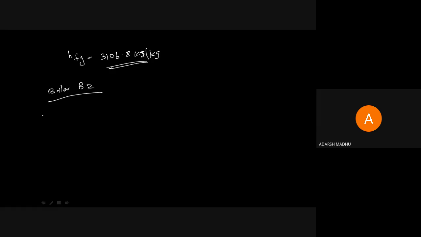So you can take the normal equation to find the value of H equal to HF plus X into HFG. Okay. If the dryness fraction is given, HF plus X into HFG. But here the dryness fraction is not given because you want to find the value. So you want to take this equation.